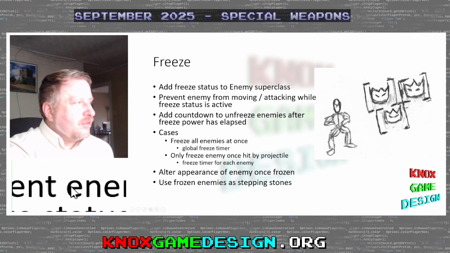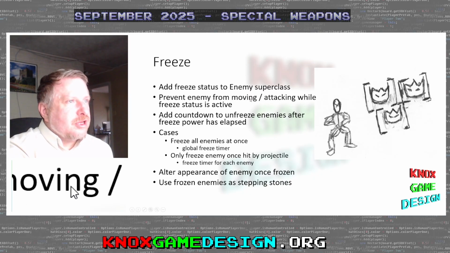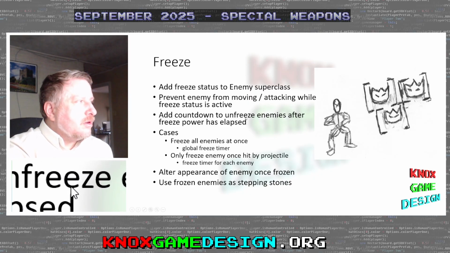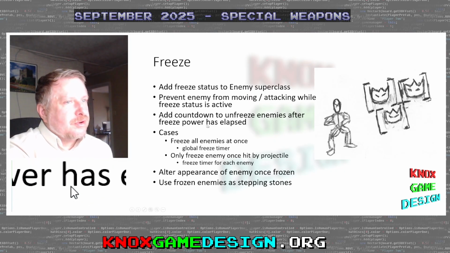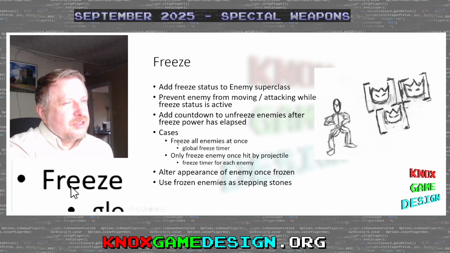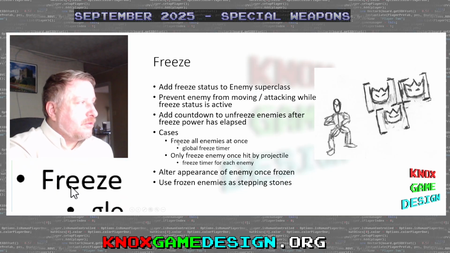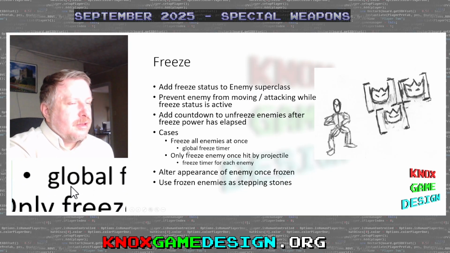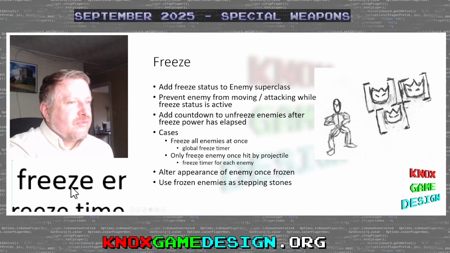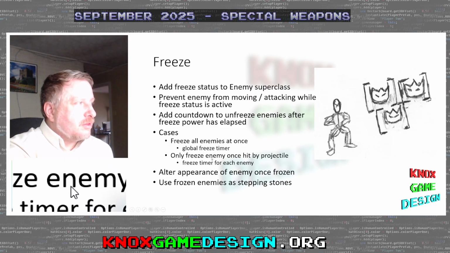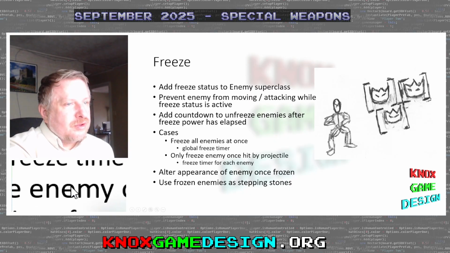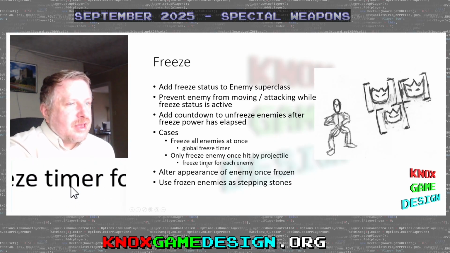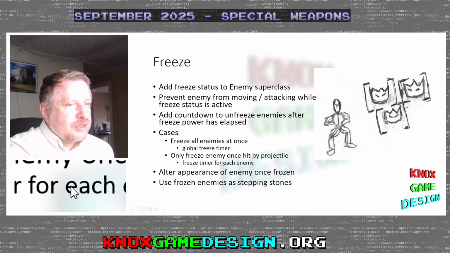Whenever this freeze status is active, we're going to prevent the enemy from moving or attacking. We need to have a countdown that unfreezes the enemies after a set period of time. As I mentioned, you can either freeze all enemies at once, which is what I'll be doing in the demo, or you can only freeze enemies hit by a projectile. That's another way you'll see freezing done in games, and in that case you'll have a freeze timer for each enemy.